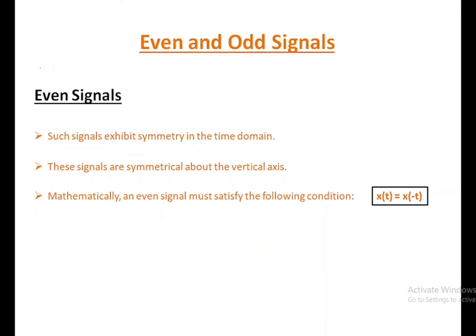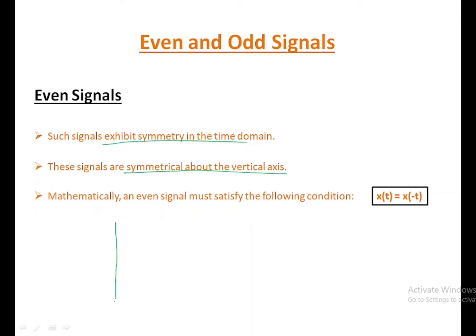The third type of classification is even and odd signals. What are even signals? They exhibit symmetry in the time domain. This means they are symmetrical in some sense. What kind of symmetry do they show? Symmetry about the vertical axis. Now what does this mean?